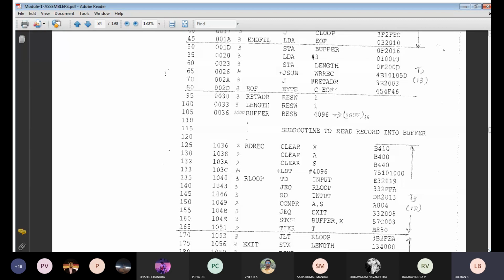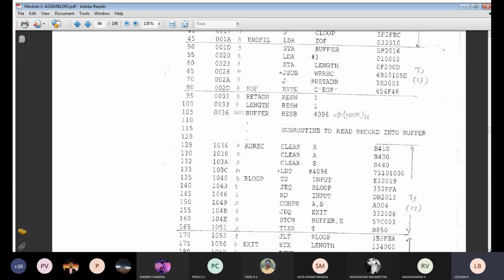0036 you got. Yes. Buffer you got. Next, you got reserve byte. What is the value you got there? I want a response from your side. Line number 105, what is the value they have given? Anyone? 0036, sir. That is your address.